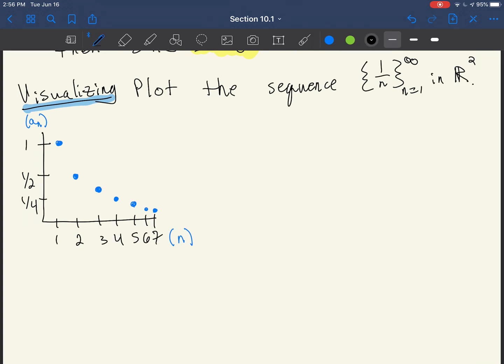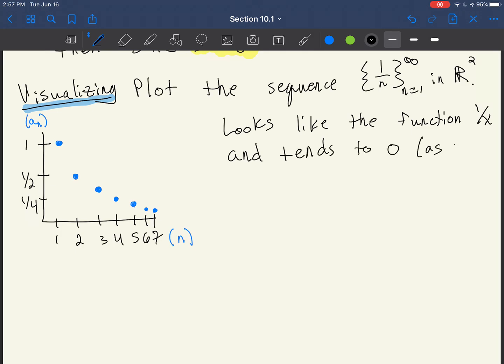So this is what our sequence looks like. And this looks like the function 1 over x. And it looks like it tends to 0, as n goes to infinity. So the fact that this looks like 1 over x and it's behaving like 1 over x means that we can use our knowledge of functions to deal with some aspects of sequences.